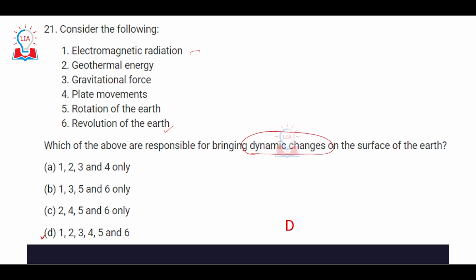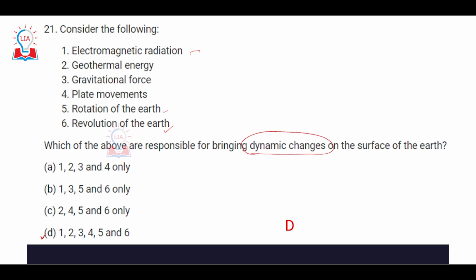Gravitational force obviously can cause dynamic changes. Plate movement causes movement of the continents and oceans, and change in the configuration of the Earth. It causes a lot of phenomena such as, when we have continental plate interaction, we have earthquakes, due to which we can have tsunami, and we can have volcanic eruption.